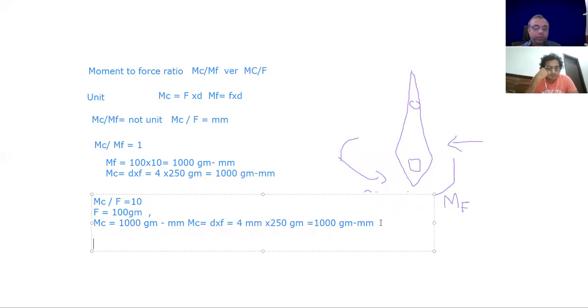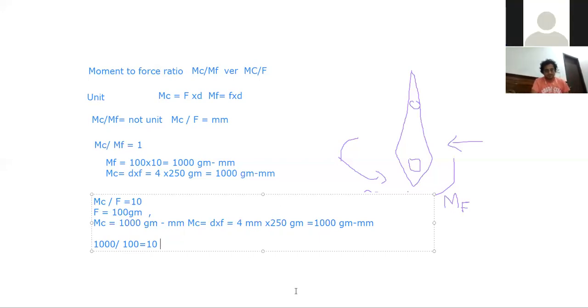So it would be 1000 divided by 10. 100. Force is 100. 4. So the result would be 10. So it means it would be a bodily movement because we have supposed that the center of resistance is there. Just give me a minute.